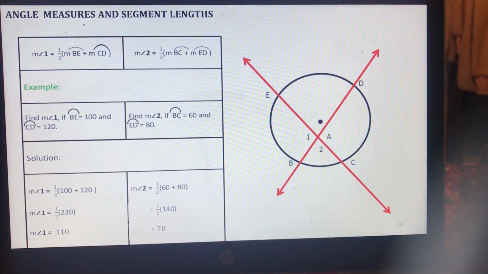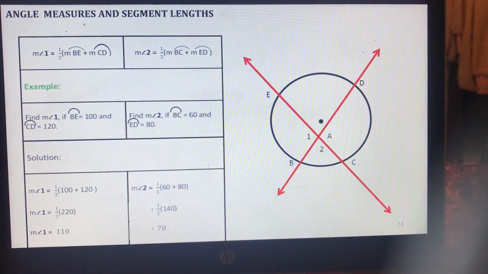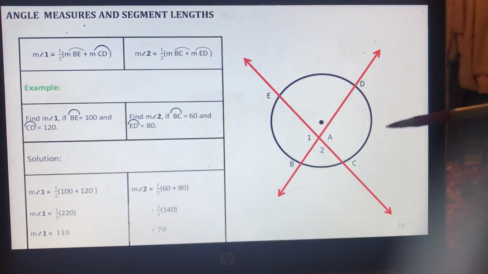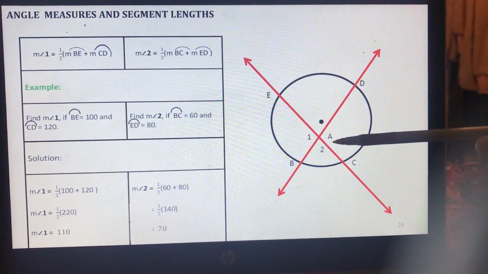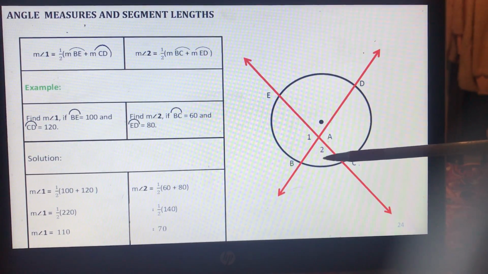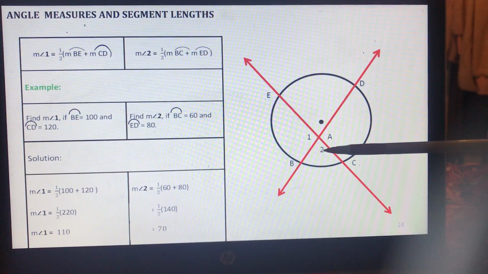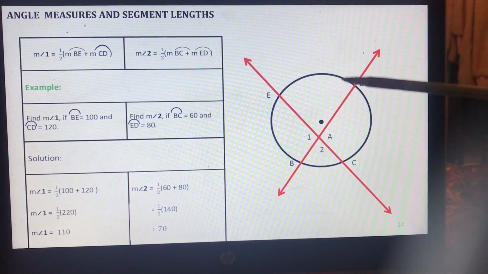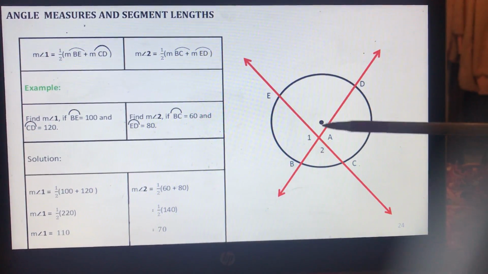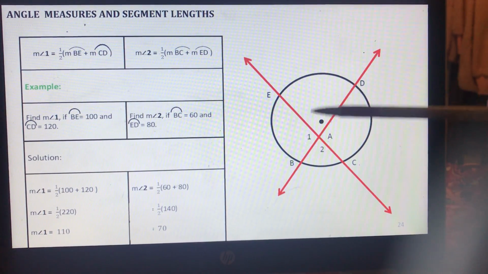So by definition, the measure of angle 1 is going to be equal to 1/2 of the sum of the measure of arcs BE plus the measure of arc CD. Notice that EB and CD are the arcs intercepted by vertical angles 1 and A. Now, the measure of angle 2 is going to be equal to 1/2 of the measure of arc BC, which is intercepted by angle 2, plus the measure of arc ED, which is the arc intercepted by this angle right here. So the measure of angle 2 is going to be equal to 1/2 of the sum of the measure of arcs BC and ED.